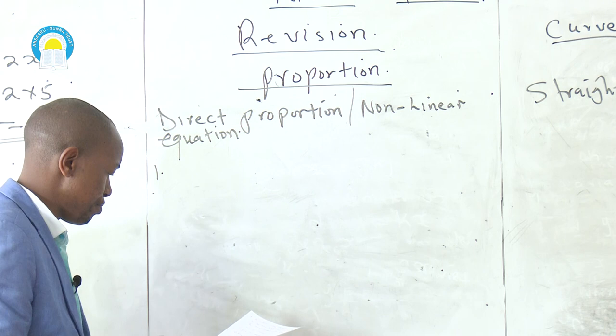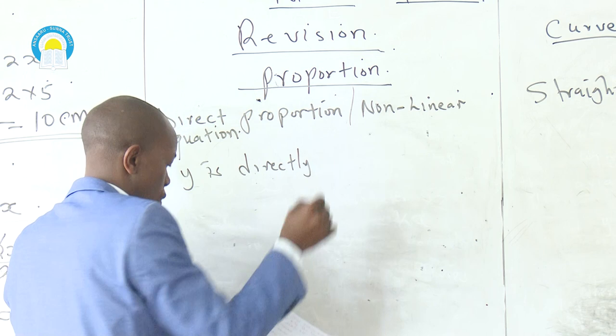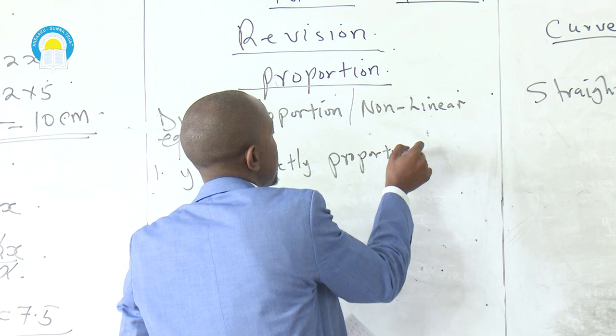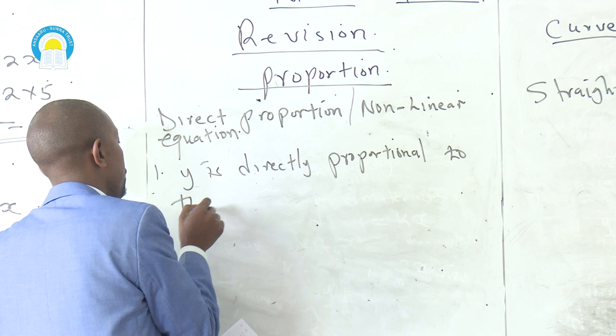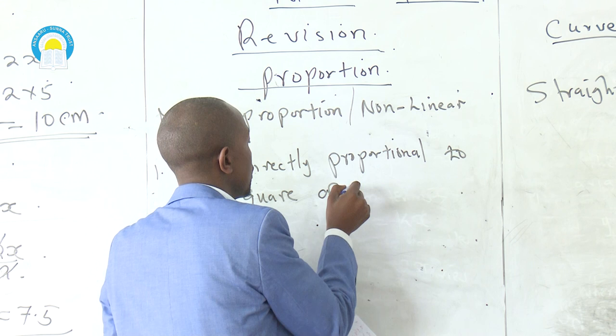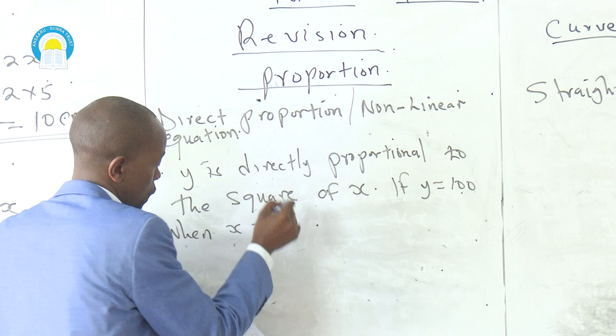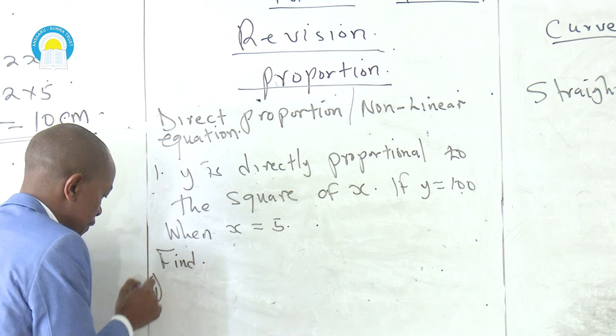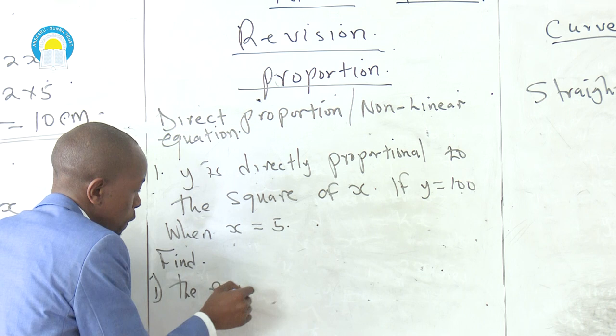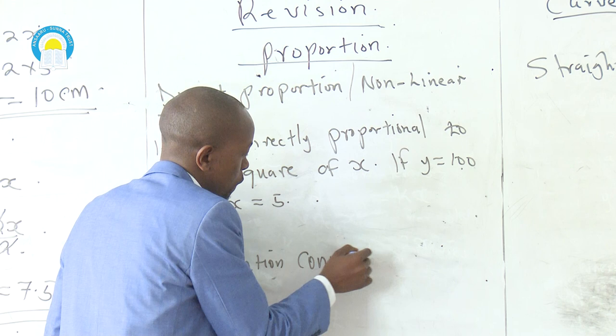Question one. y is directly proportional to the square of x, if y is 100 when x is 5. Find part A, or Roman 1: the equation connecting the variables.